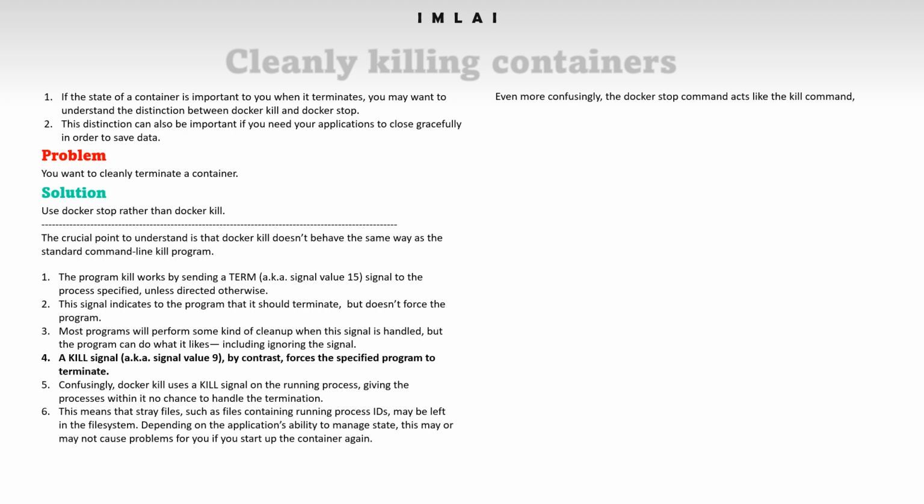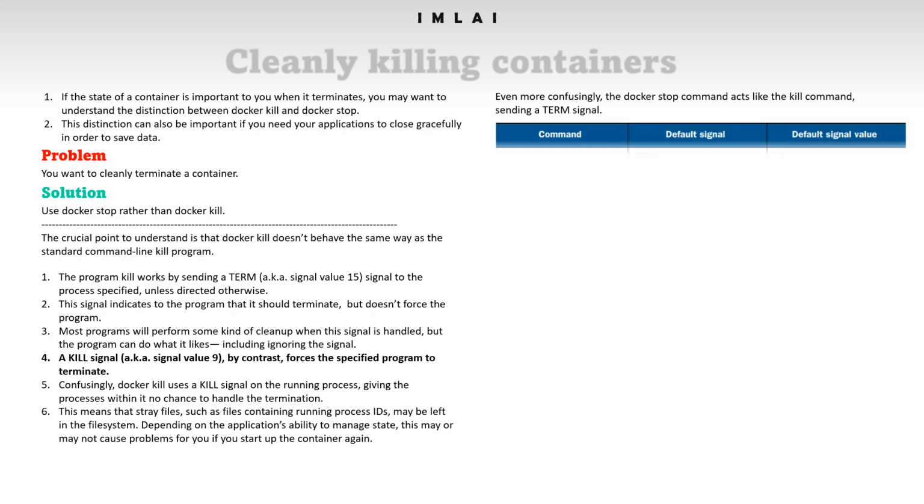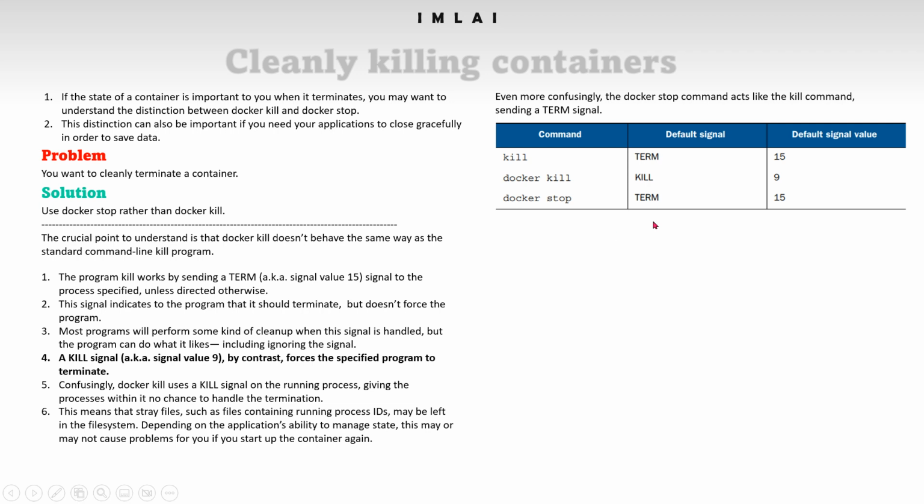Even more confusingly, the docker stop command acts like the kill command, sending a TERM signal. The normal kill, the command line utility we use in the CLI, uses the default signal TERM, value 15, whereas docker kill uses the default signal KILL, value 9, whereas docker stop uses the default signal TERM, value 15. So docker stop is equivalent to kill, whereas docker kill is slightly different.